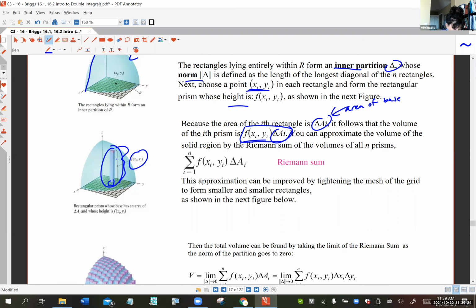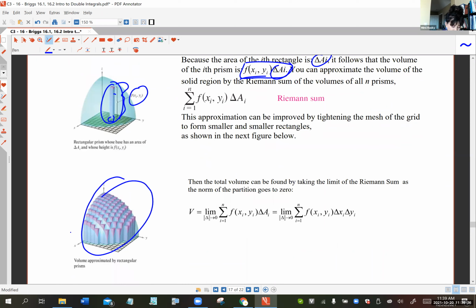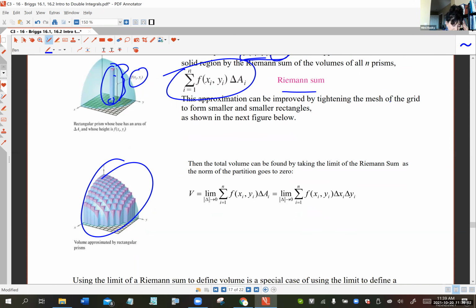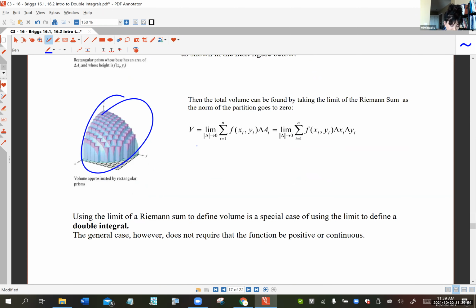Fine. And then you're going to make a whole bunch of prisms like so. Use a sigma to add them all together, and you've got n of them. So i going from 1 to n, that's called a Riemann sum. And you'll get tighter and tighter approximations, better and better, as the mesh of the grid forms smaller and smaller rectangles. And so eventually you're going to take a limit, and then the volume is defined as the limit as the norm of the partition goes to 0 of the sum of f of x sub i, y sub i, delta A sub i, like so.